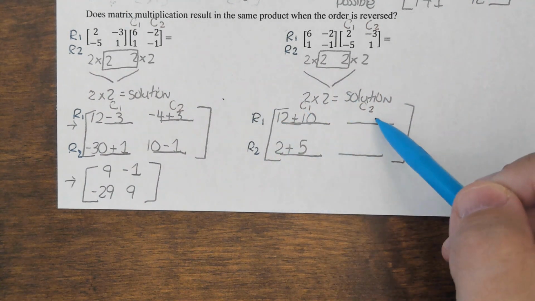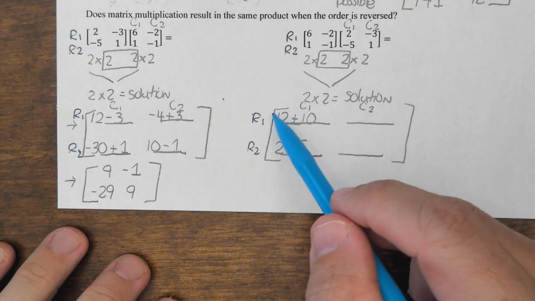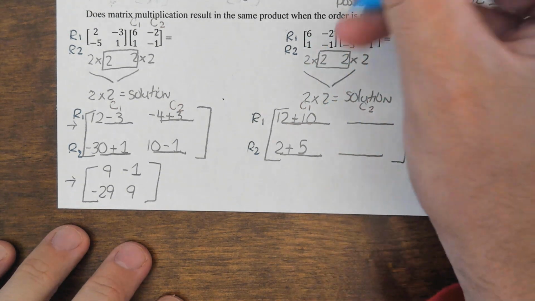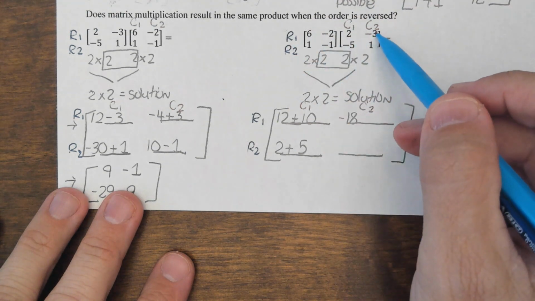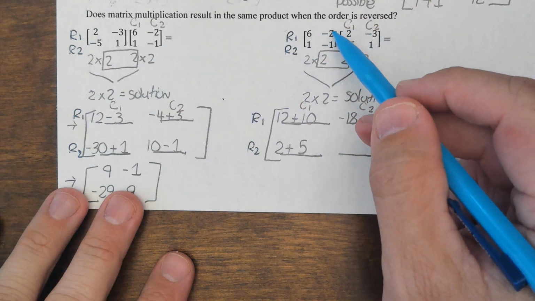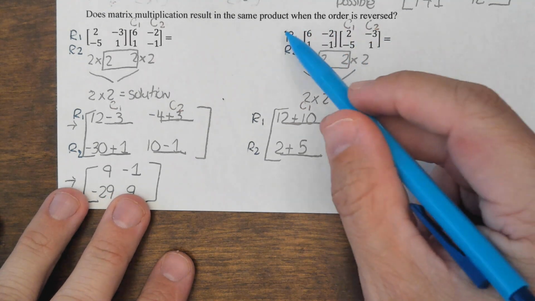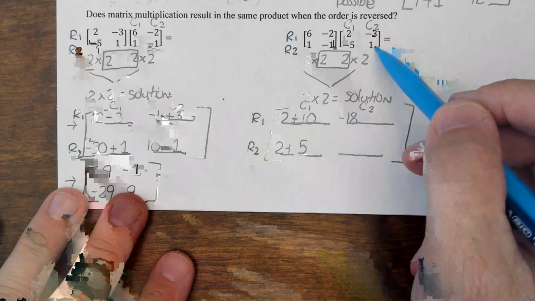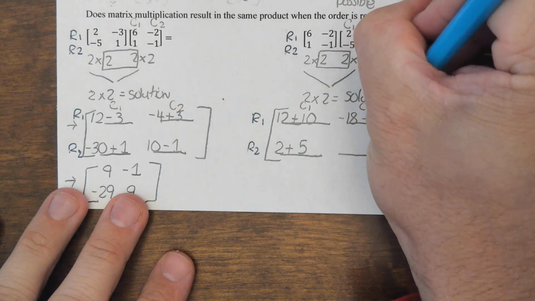Now we're moving on to row 1, column 2. That's going to be the first element in row 1 times the first element in column 2, so 6 times negative 3, negative 18. The second element in row 1 times the second element in column 2, so negative 2 times 1 is going to give you a negative 2.